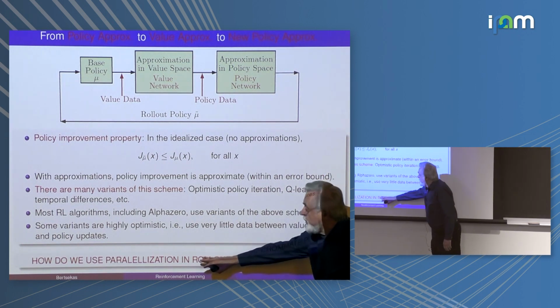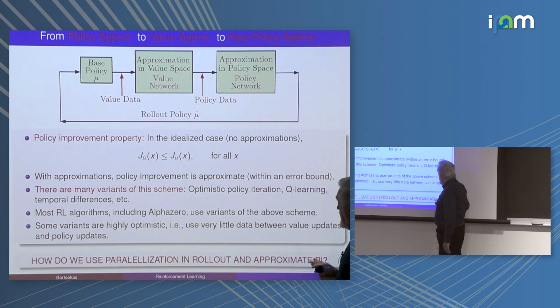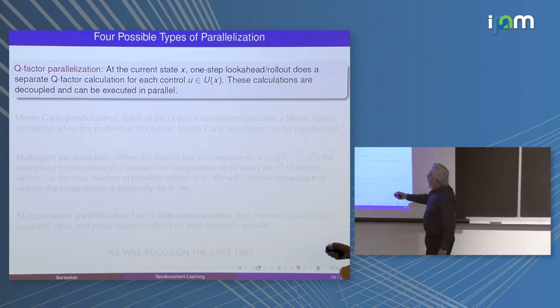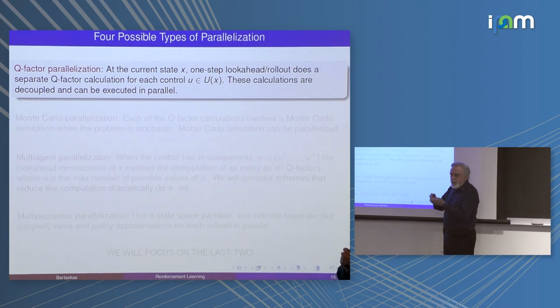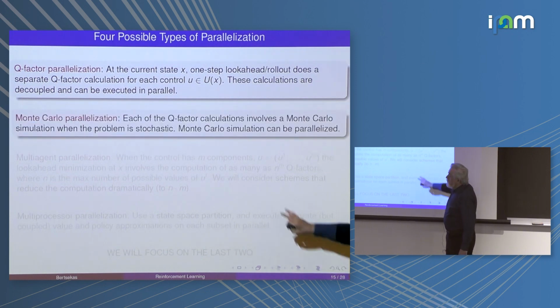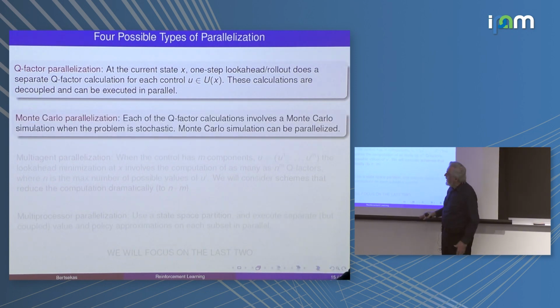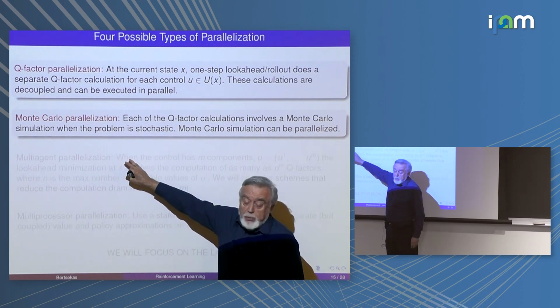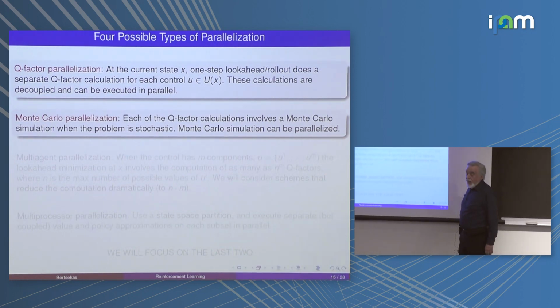Now the question is, how do we use parallelization in this approximate policy iteration scheme? And you can think of 4 different types of parallelization. One is Q-factor parallelization. At the current state, you have to evaluate lots of Q factors, one for each possible control. However, these Q factors are independent from each other and can be computed in parallel. Okay? It's a naive kind of parallelization. AlphaZero has plenty of that. It's obvious, if you have parallel computation, you would want to do that. Monte Carlo parallelization. Of course, Monte Carlo simulation is highly parallelizable, and similarly, each of the Q-factor calculations, when the problem is stochastic, involves the computation of an expectation, and Monte Carlo simulation can be parallelized.